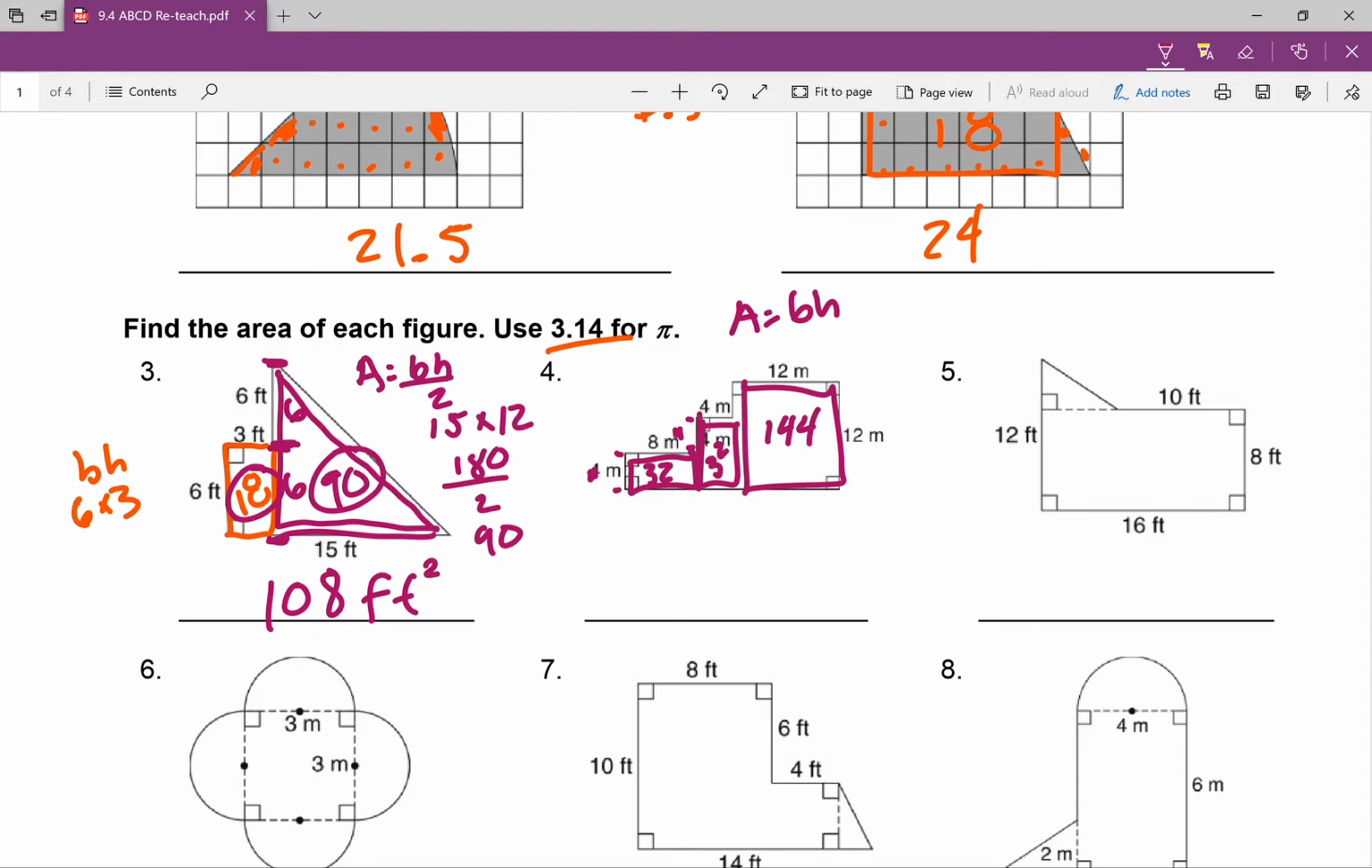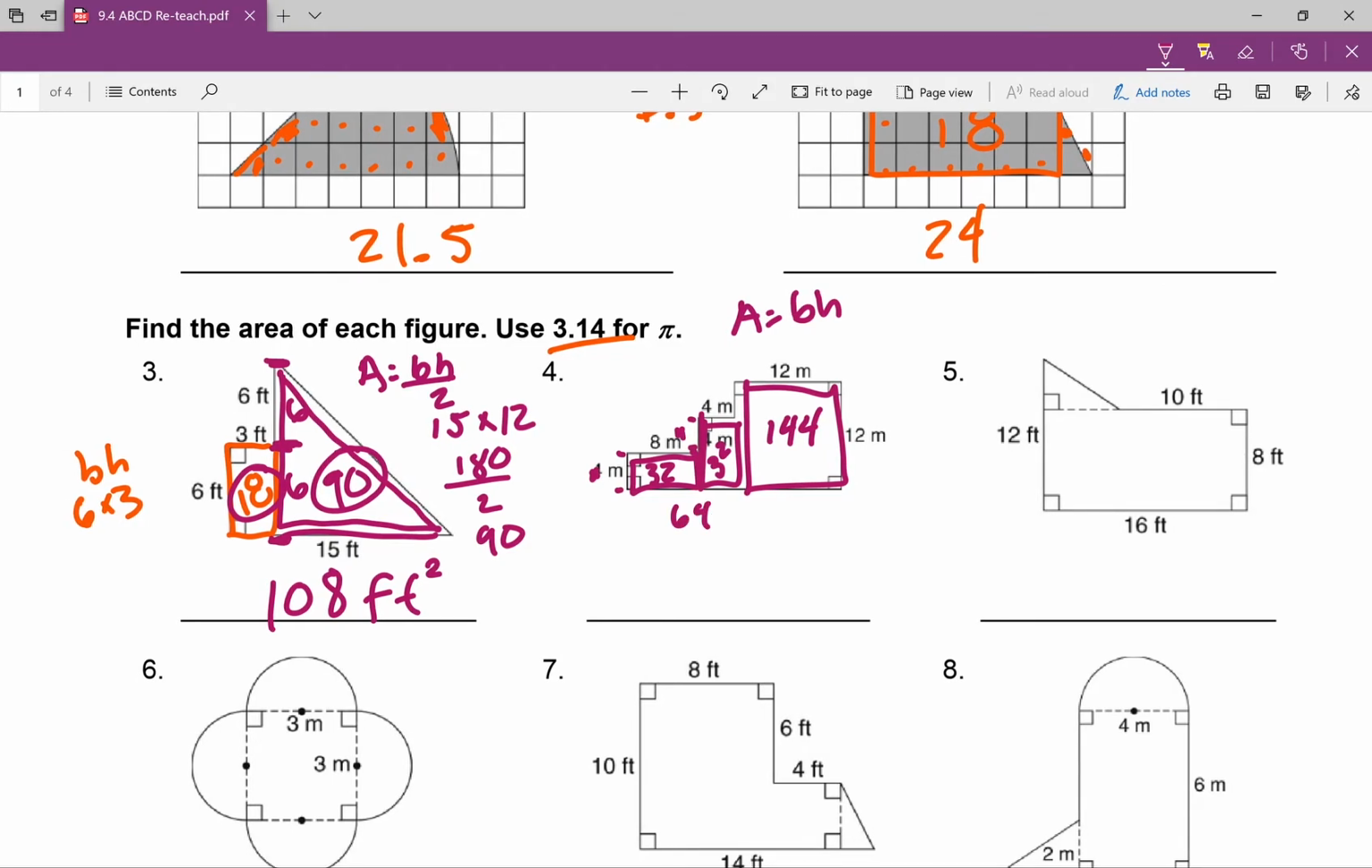All I gotta do now is add them all up. 32 and 32 is 64 plus 144. 144 plus 64 gives me a total of 208. And these are meters squared.